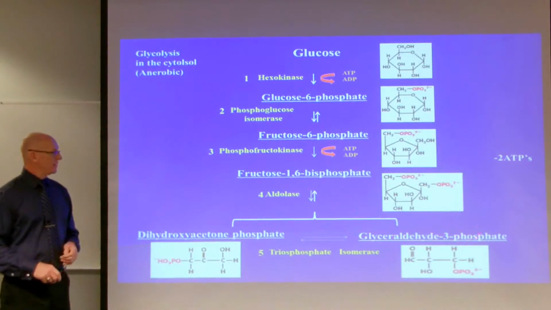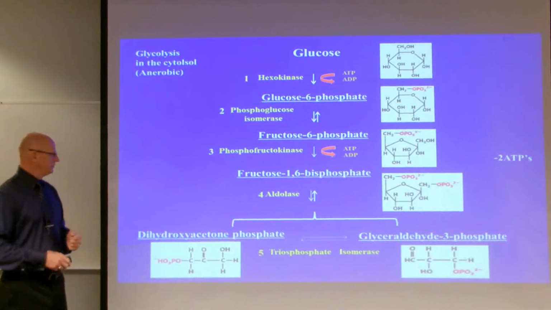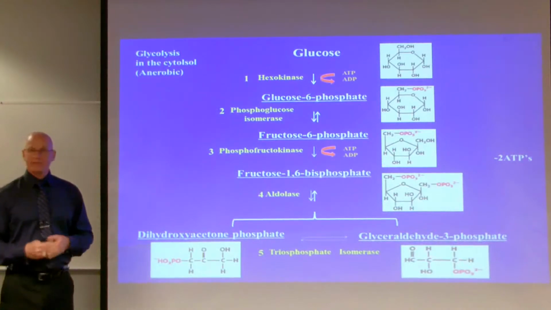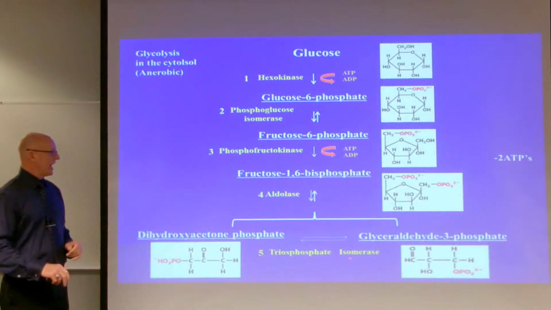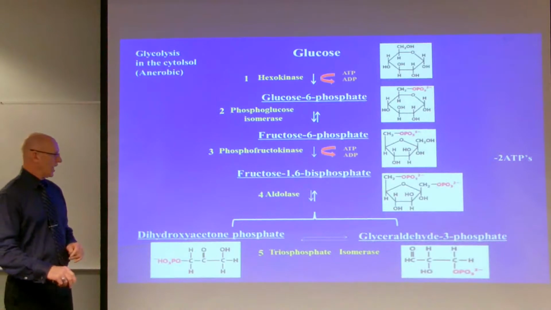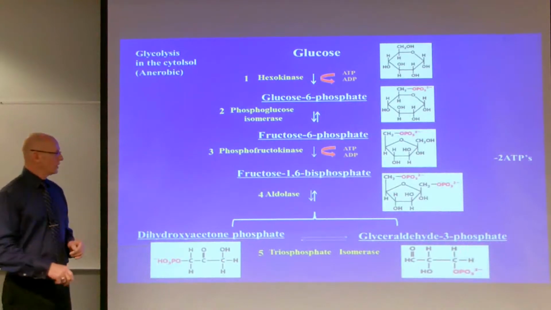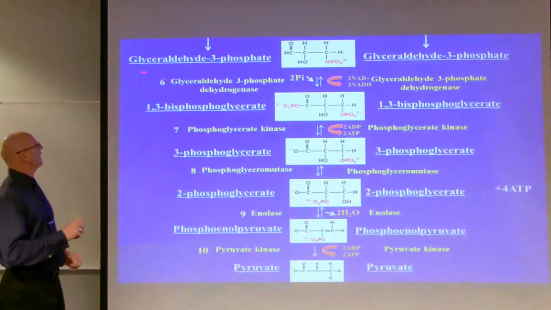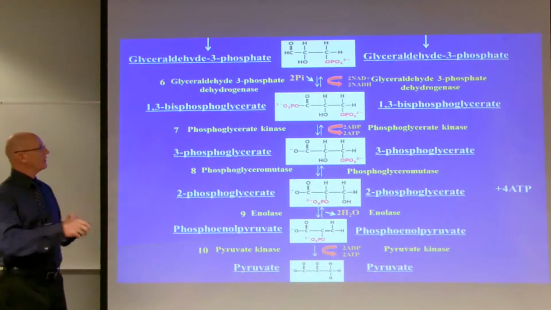Now glyceraldehyde 3-phosphate can go to pyruvate, but dihydroxyacetone phosphate is unable to go to pyruvate. So we're going to have to change this around a little bit and make it another glyceraldehyde 3-phosphate. So at this point we'll use triose phosphate isomerase to change this molecule around to get the second glyceraldehyde 3-phosphate. So everything from this point is going to be doubled. We have 2 glyceraldehyde 3-phosphates coming in right here.